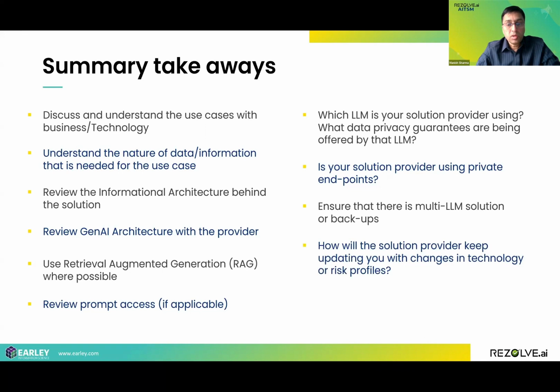How will you keep updating the risk profile? If anything changes in the project a year from now, or 2 years from now, because the technology is moving fast, how will you update yourself? And then legal oversight. These are the kind of things that we discussed today.